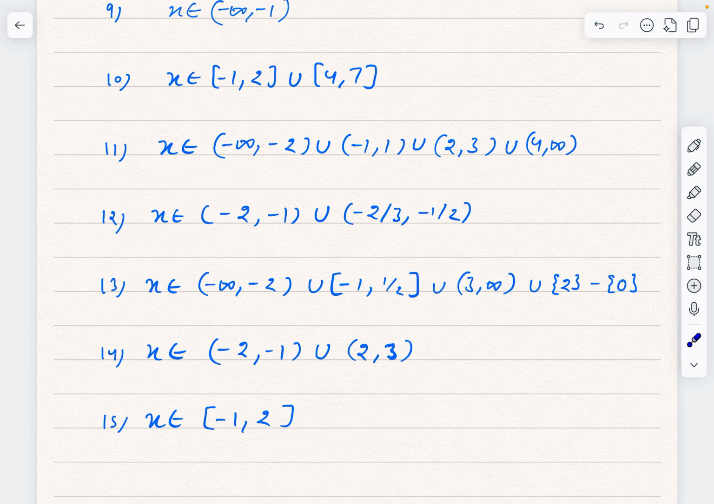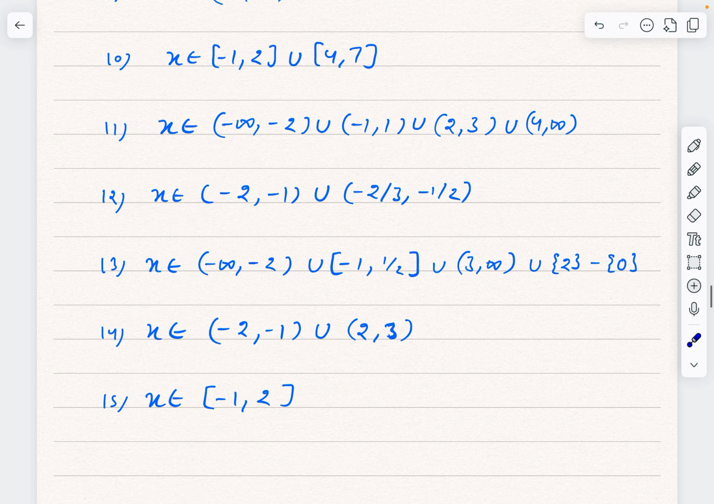12th, x belongs to open minus 2 to open minus 1 union open minus 2 by 3 to open minus 1 by 2. 13th, x belongs to minus infinity to minus 2 both open union minus 1 to 1 by 2 both closed union open 3 to open infinity union only 2 excluding 0. 14th, x belongs to minus 2 to minus 1 both open union 2 to 3 both open. 15th, x belongs to minus 1 to 2 both closed.